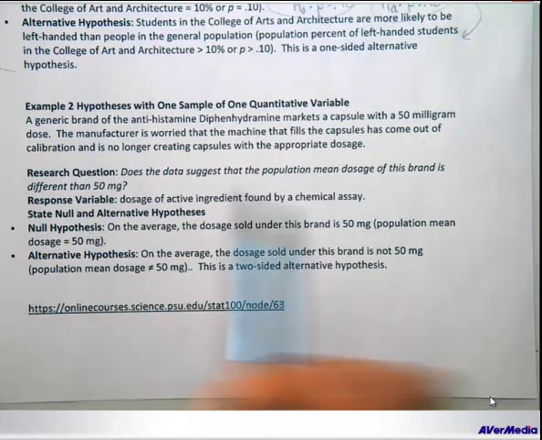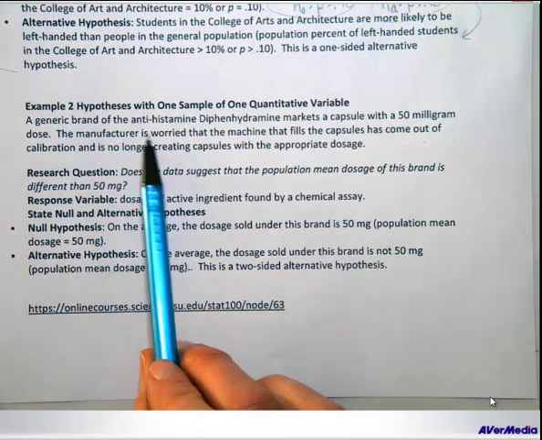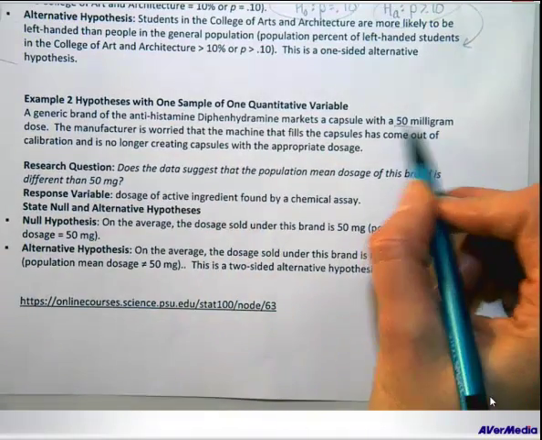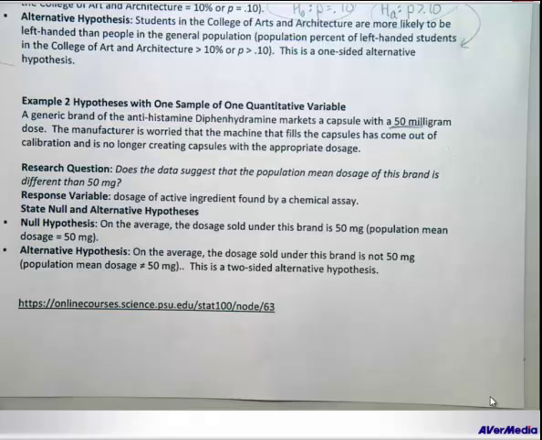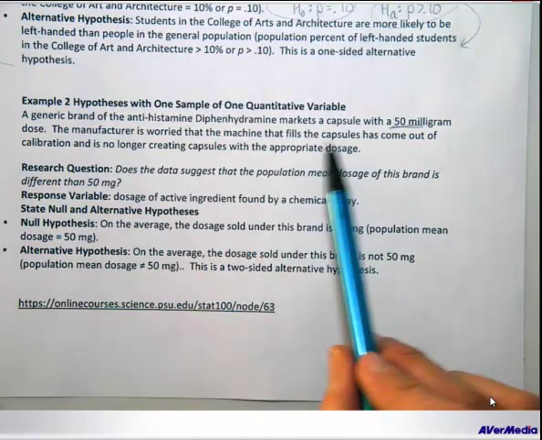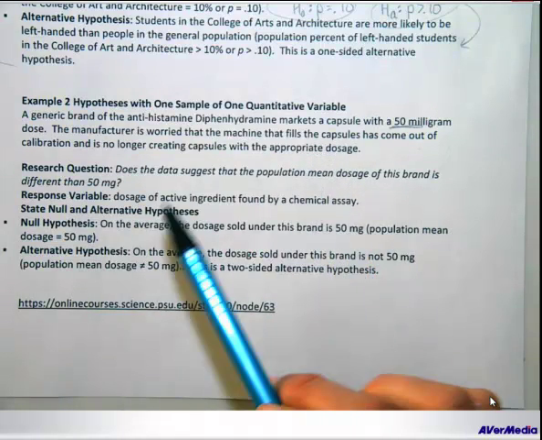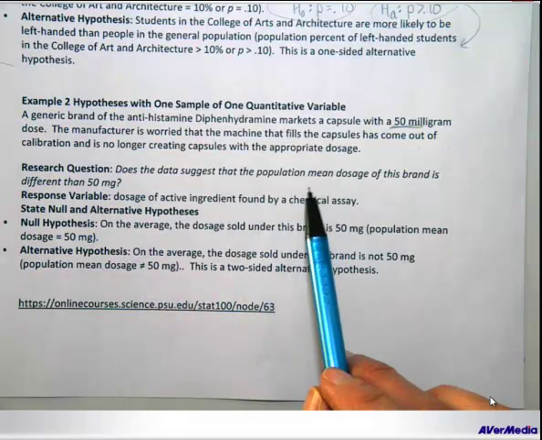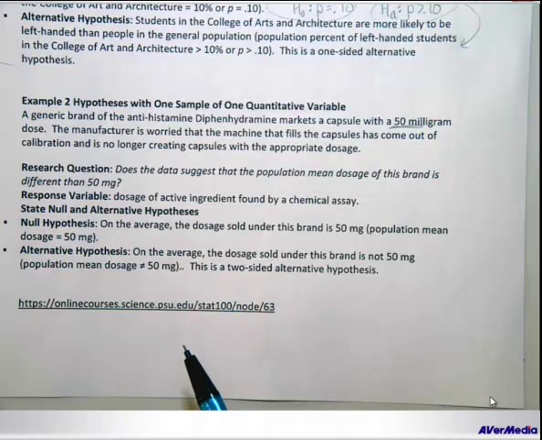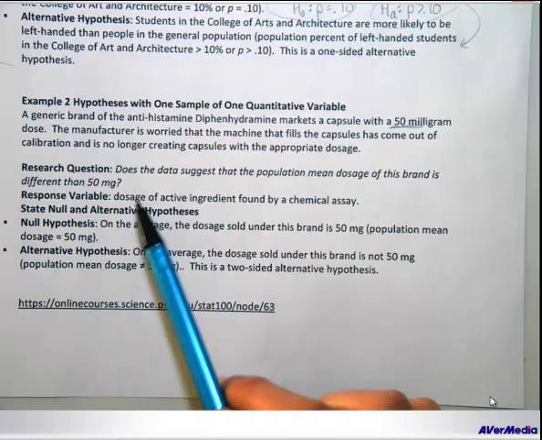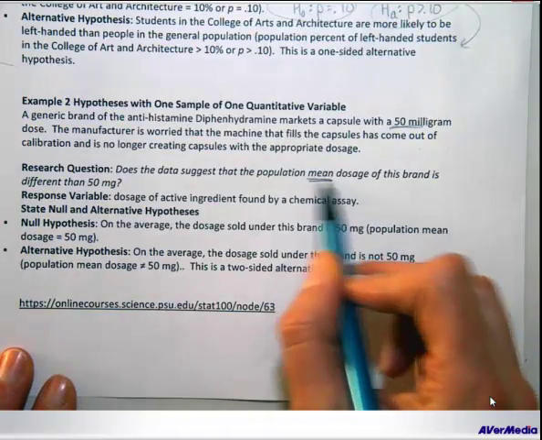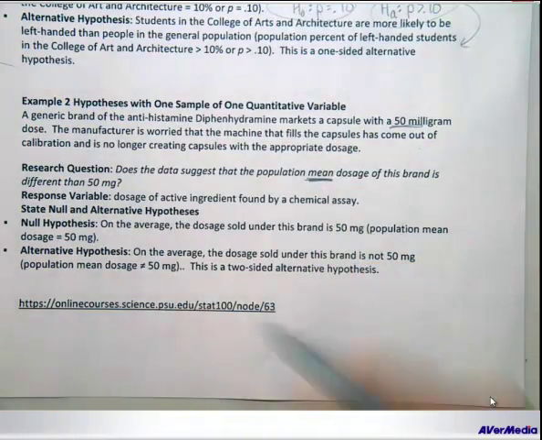Okay, a generic brand of an antihistamine, I'm not going to try to say this word, markets a capsule that is 50 milligram dose. The manufacturer is worried that the machine that fills the capsules has come out of calibration and is no longer creating capsules with the appropriate dosage. So the research question is this: does the data suggest that the population mean dosage of this brand is different than 50 milligrams?